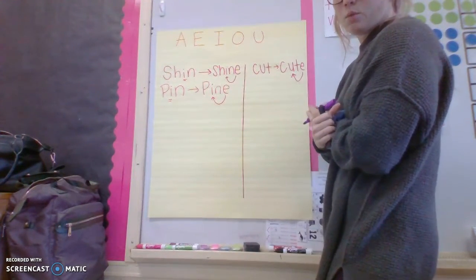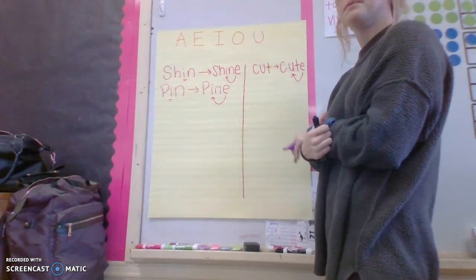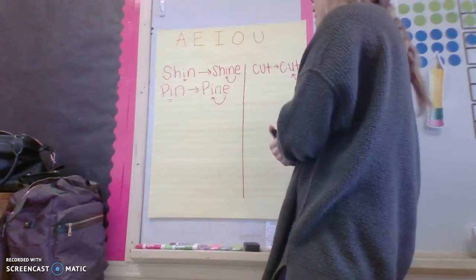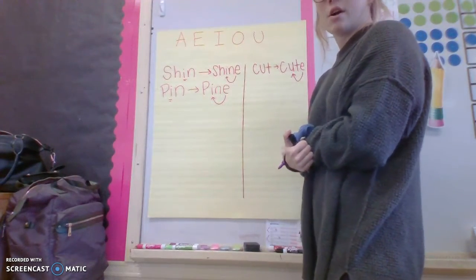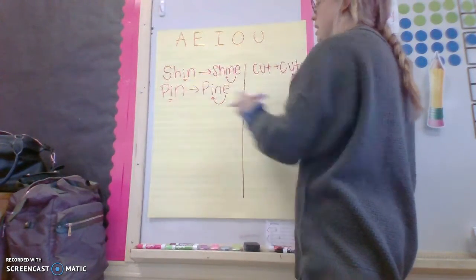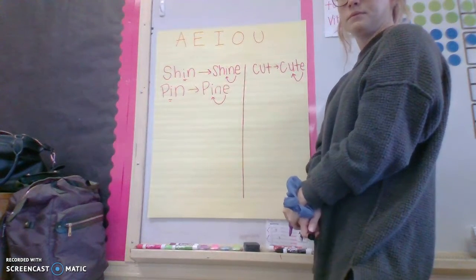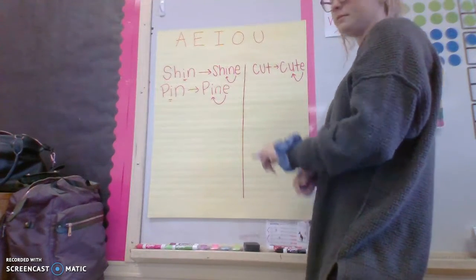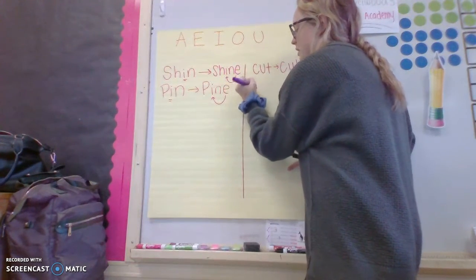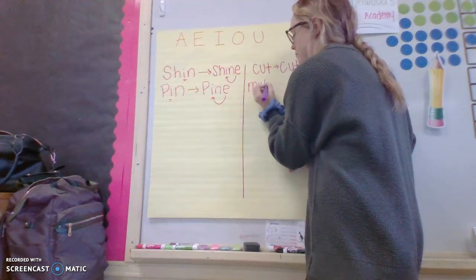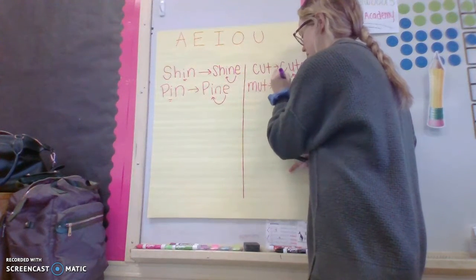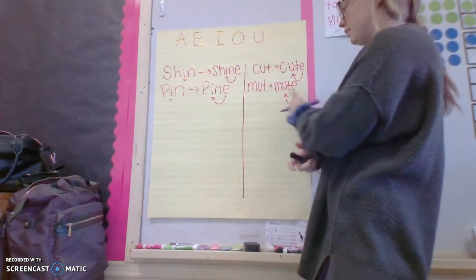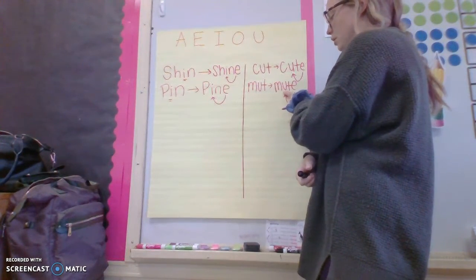Let's look at another word. What about the word mutt? Think about the vowel sound that you hear in that word. And if I wanted to write it on my chart, which side would I write it on? Would I write it on the side with shin and pin or cut? I would write it on this side because we hear that sound, that U, mutt. And when I add that silent E, it kicks that vowel U and makes it say its name, so that word will change. And instead of saying mutt, it is now mute.